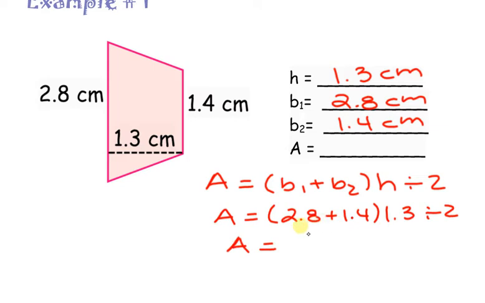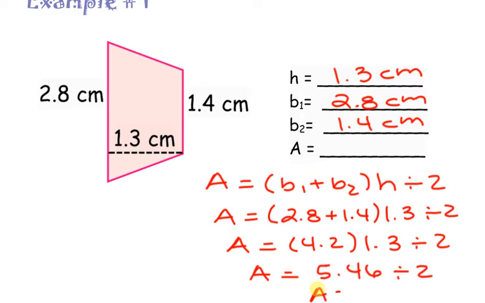Area equals, go ahead and add up the parentheses, 2.8 plus 1.4. That's going to give you 4.2 times 1.3 divided by 2. Keep doing your order of operations. You're going to do your multiplication here. 4.2 times 1.3. That's going to be 5.46 divided by 2. And when you do that, your area is going to equal 2.73. So up here, your area equals 2.73 centimeters, again, squared, to the second power.